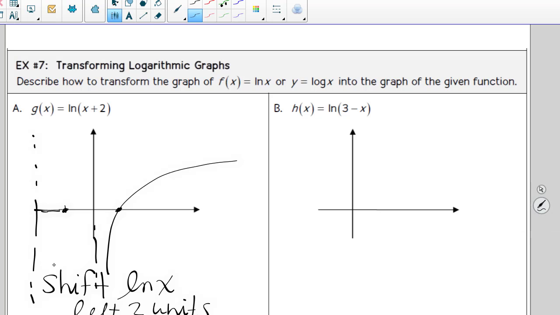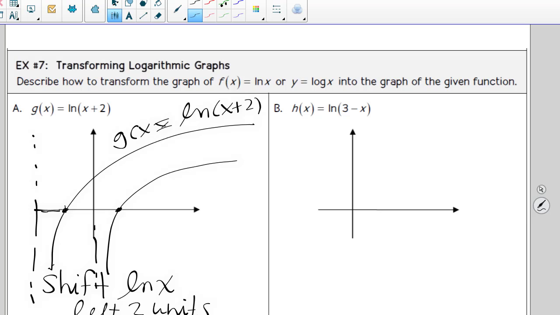Okay, we'll do it in black. This is g of x. It probably doesn't go up quite that fast, but we shift it left 2 units. So g of x equals natural log of x plus 2. The asymptote is shifted too.